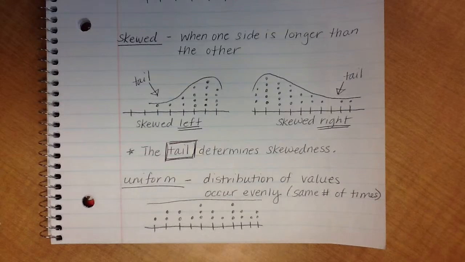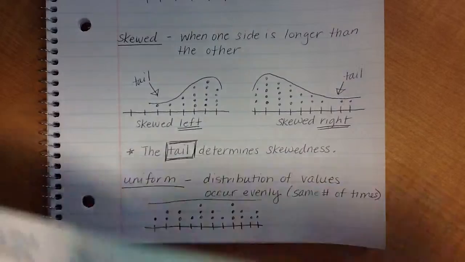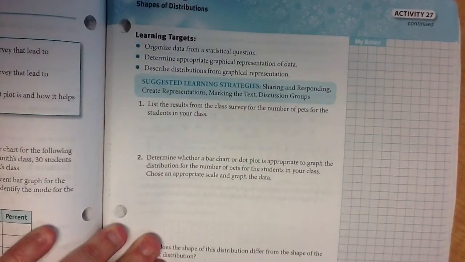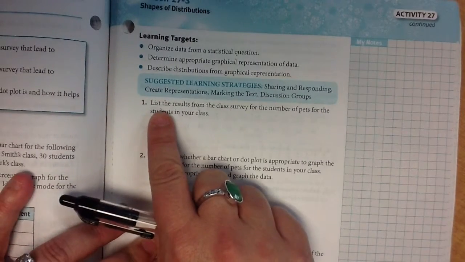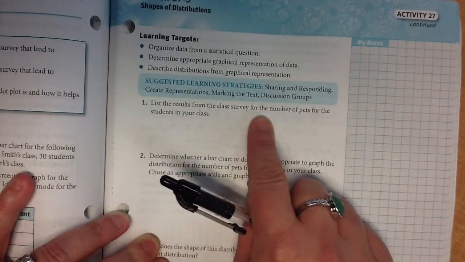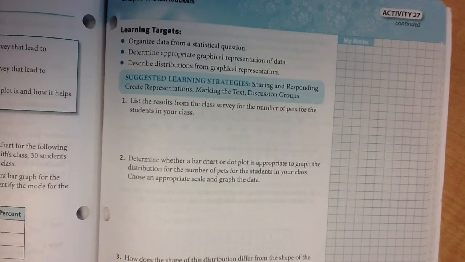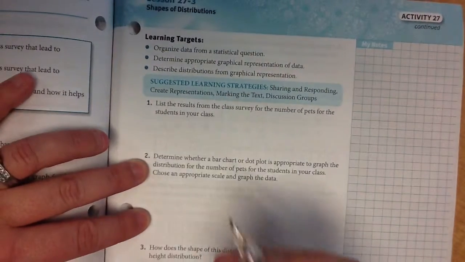Now with this information, you are able to complete today's worksheet or lesson in class. It's going to be on page 357. And 357 starts out with us listing the results from the class survey for the number of pets for the students in your class. Since I can't be here with you in class today, I'm going to give you the results of the survey for the number of pets for the students in our class. So you're going to need to write down this data.